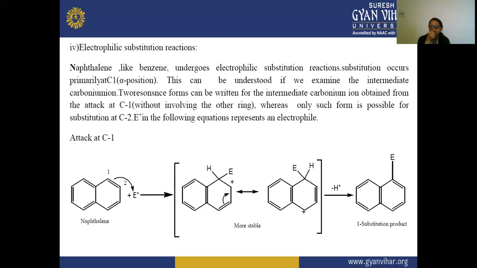Electrophilic substitution reaction. Naphthalene, like benzene, undergoes electrophilic substitution reaction. Substitution occurs primarily at the C1 alpha position, and this can be understood if we examine the intermediate carbocation formed. Two resonance forms are possible here, and only one such form is possible for substitution at C2. E+ in the following equation represents an electrophile. Here you will see there is an attack at C1 and one substitution product is formed.